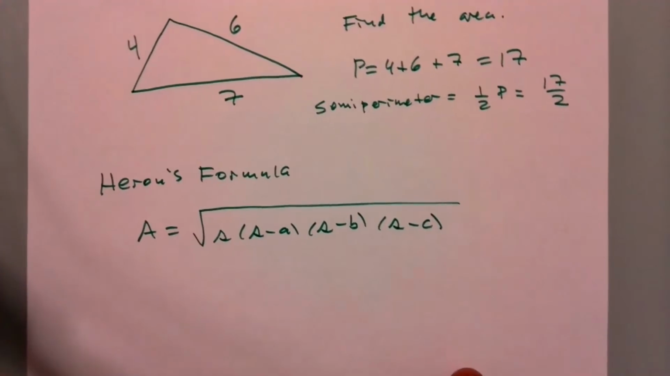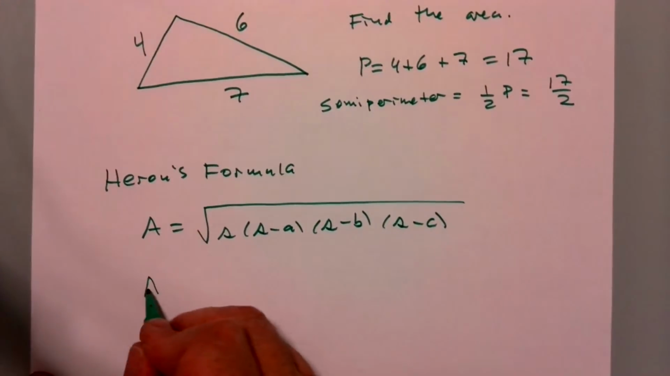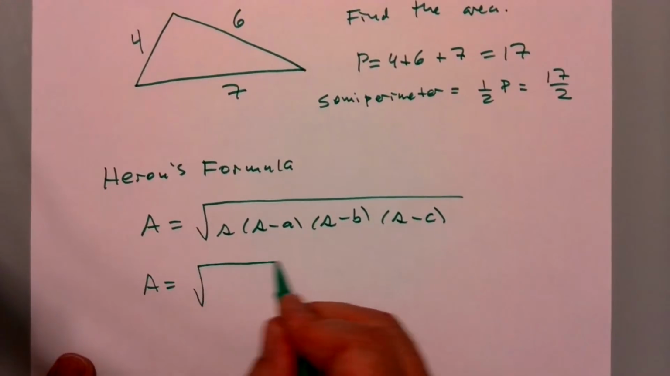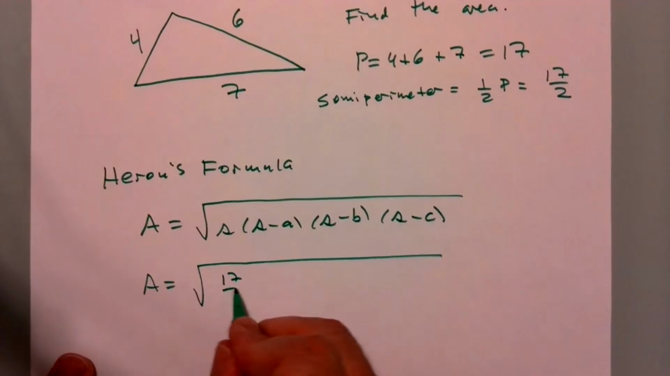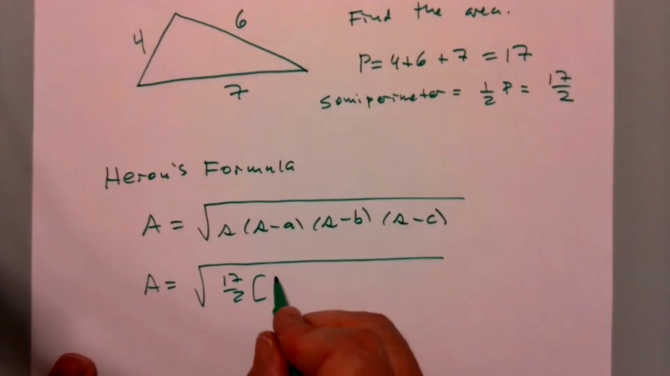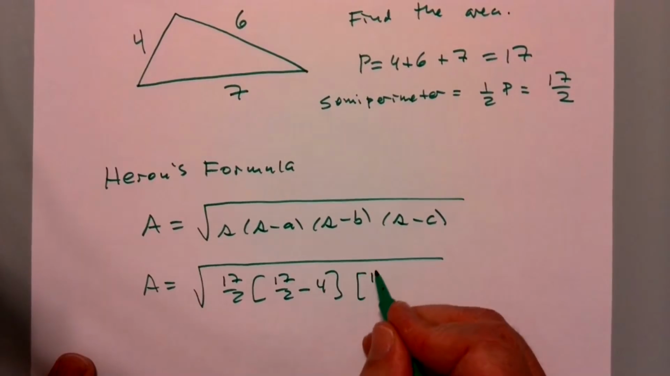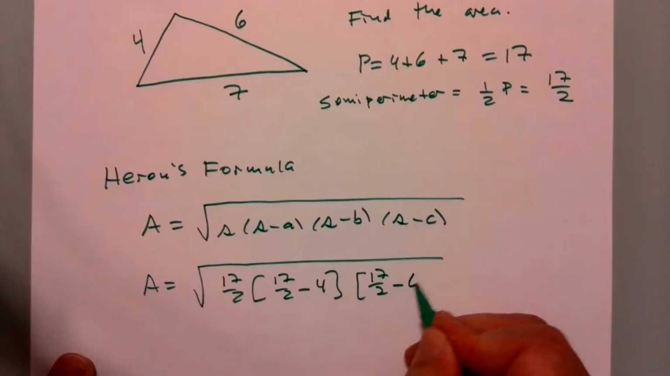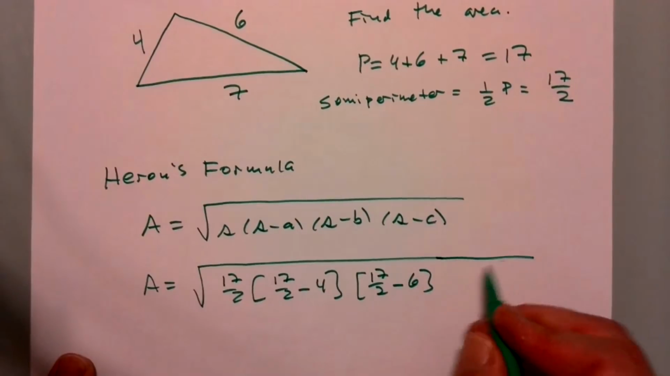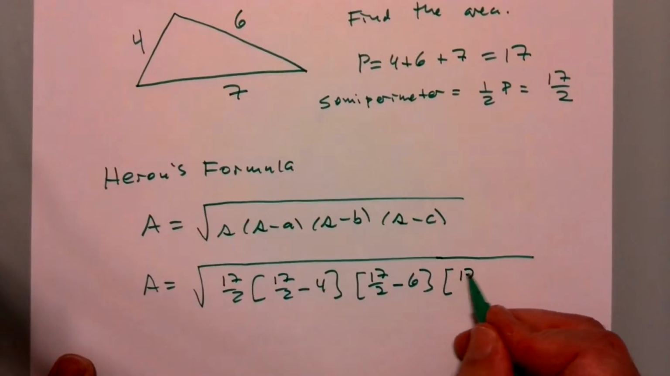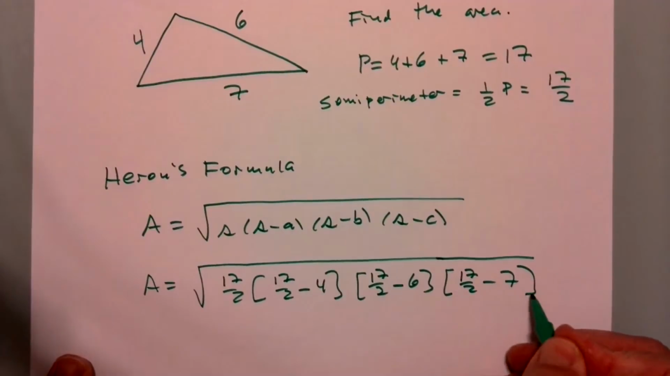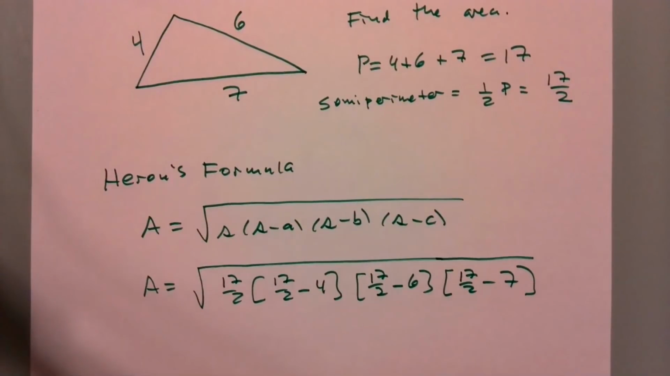It certainly would help to have a calculator, but the best I can do here is to say area is the semi-perimeter 17/2 times S minus A, 17/2 minus 4, times S minus B, 17/2 minus 6, times S minus C, 17/2 minus 7. With sufficient time and sufficient technology, we certainly could write that in a different sort of way.